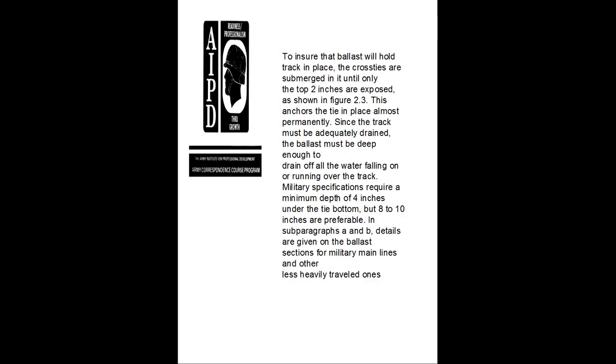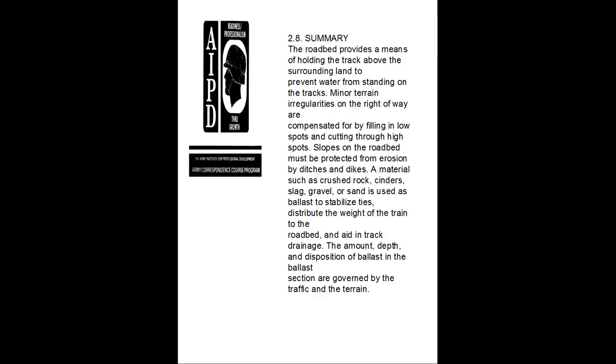To ensure the ballast will hold the track in place, the cross ties are submerged in it until only the top 2 inches are exposed, as shown in Figure 2.3. This anchors the tie in place almost permanently, since the track must be adequately drained and the ballast must be deep enough to drain all the water falling on and running over the track. Military specifications require a minimum depth of 4 inches under the tie bottom, and 8 to 10 inches is preferable. Subparagraphs A and B, details are given in the ballast sections for the military lines and other less heavily traveled ones.